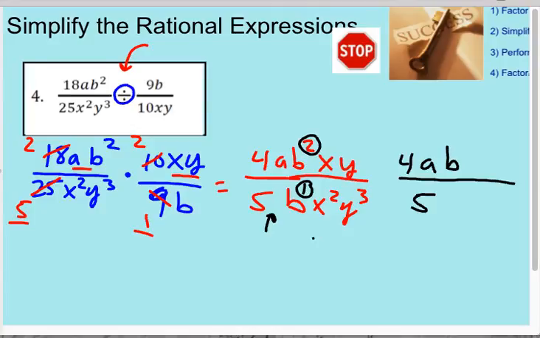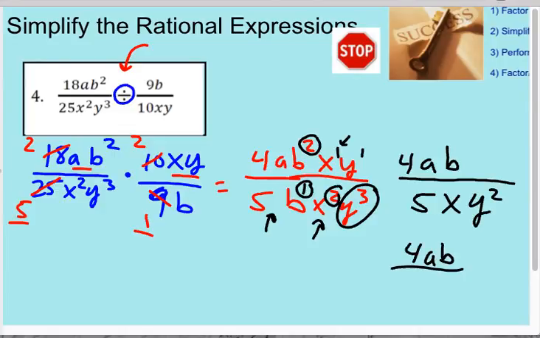More x's in the denominator. How many more? 1. It'd be 2 minus the 1, or x to the first, left down here. Y to the first, y cubed. There's more y's down here. 3 minus 1 is 2, so we keep a y squared in the denominator. So 4ab all over 5x y squared.